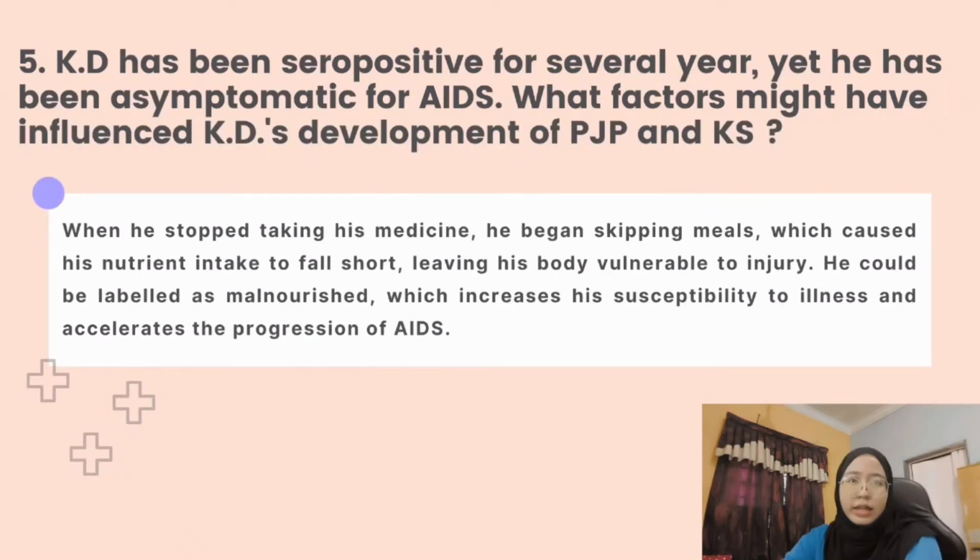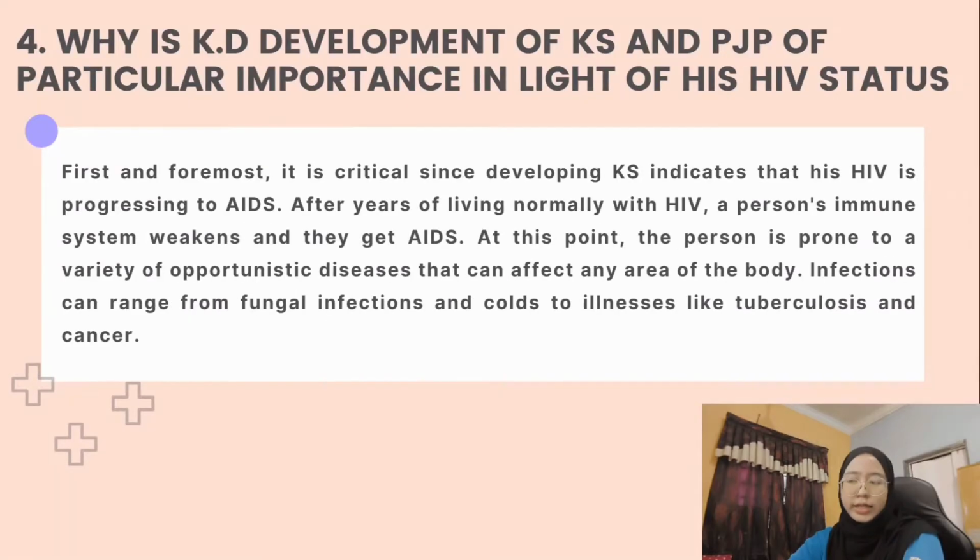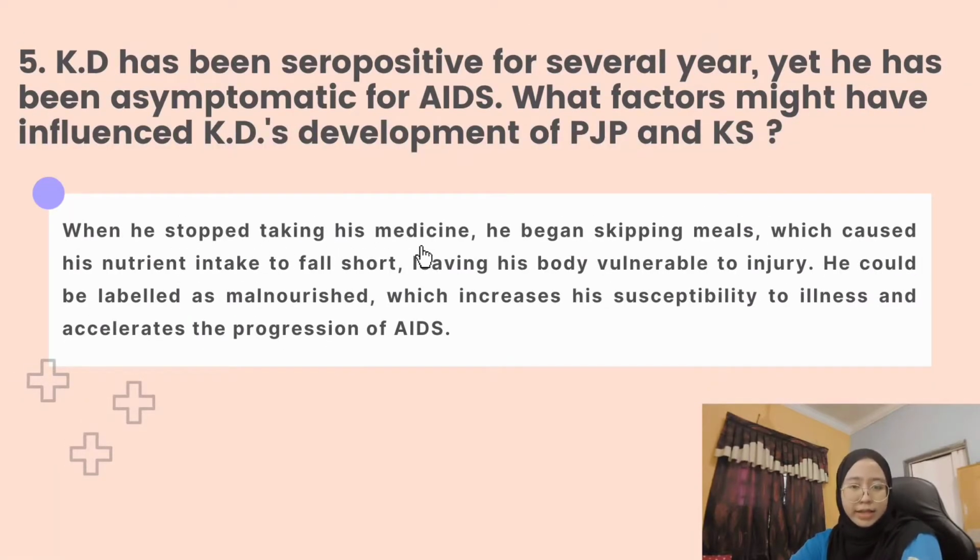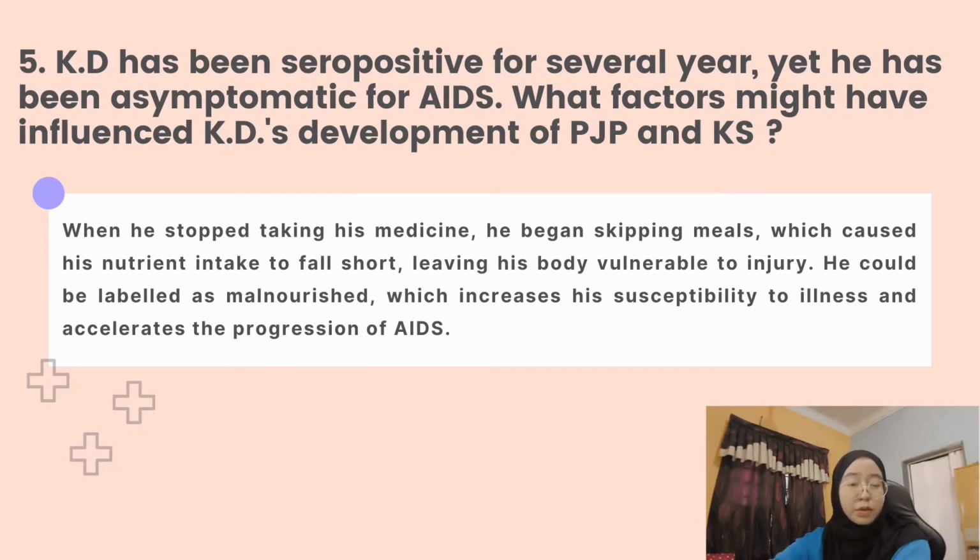Last but not least, question number 5: KD has been seropositive for several years, yet he has been asymptomatic for AIDS. What factor might have influenced KD's development of PJP and KS? It is that he stopped taking his medicine and began to skip his meals, which has led his nutrient intake to fall short. This has caused his body to become vulnerable to injury. He could also be labeled as malnourished, which increased his susceptibility to illness and also accelerated the progression to AIDS.